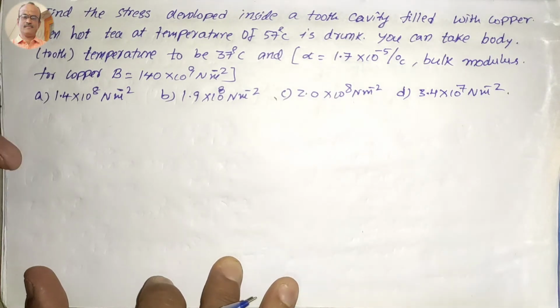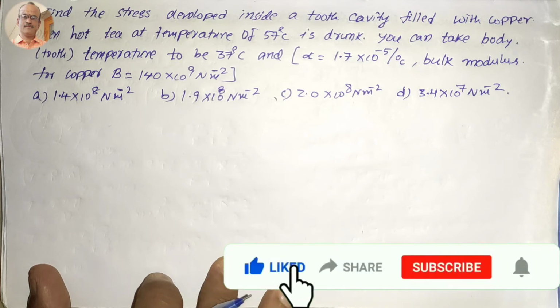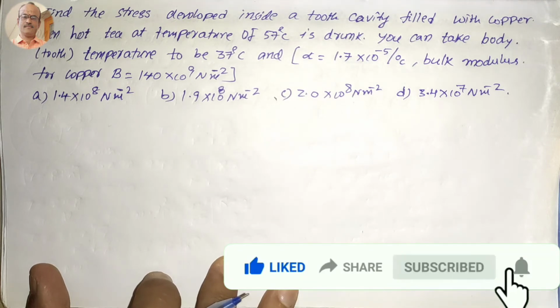Question number 38. Find the stress developed in the tooth cavity filled with copper when hot tea at temperature of 57 degrees centigrade is drunk. You can take body, that is tooth temperature, as 37 degrees centigrade and alpha is given as 1.7 into 10 to the power of minus 5 per degree centigrade, and bulk modulus for copper B is equal to 140 into 10 to the power of 9 Newton meter to the power of minus 2.